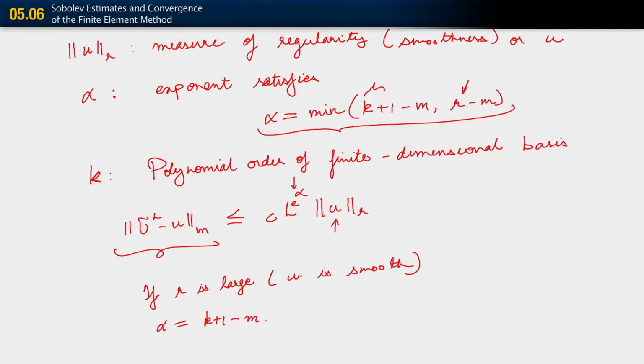Okay? And therefore, our result is that the m norm of the interpolation error is less than or equal to C h_e to the power k plus 1 minus m times this R norm of u. But if u is very smooth, we expect that the R norm is not very big, right? We won't get a very large number when we square integrate the function and its derivatives up to R.